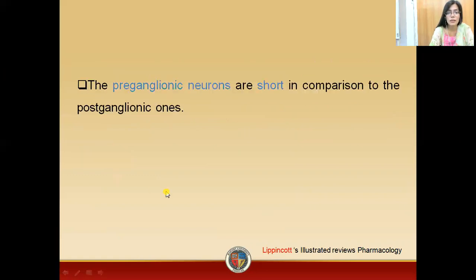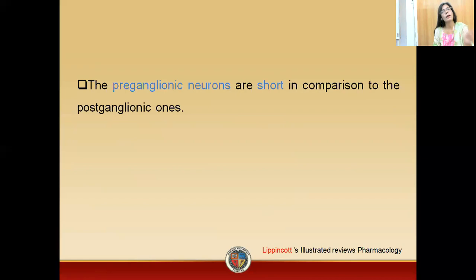So, in the case of the preganglionic neurons of the sympathetic nervous system, as this nerve is ending into the ganglia that is close to the spinal cord, in this case, this length is shorter. So, I can say that preganglionic neurons of the sympathetic nervous system are shorter in comparison to postganglionic ones.